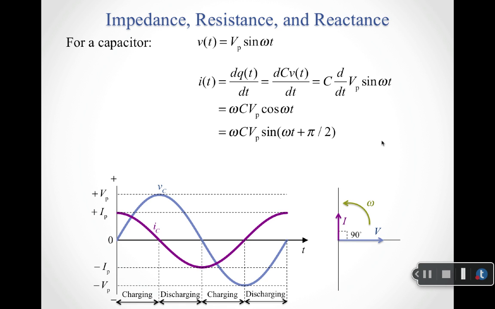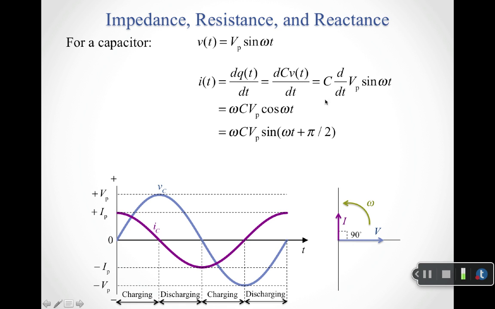Let's look at a capacitor. So again, I'm going to start with my same sinusoidal voltage source, so Vp sine omega t, same blue curve. And then now to get the current, well, I know the current is just the derivative with respect to time of the charge that's sitting on my capacitor plates. That charge is equal to CV, and so now I really just need to take the derivative with respect to time of this voltage function.